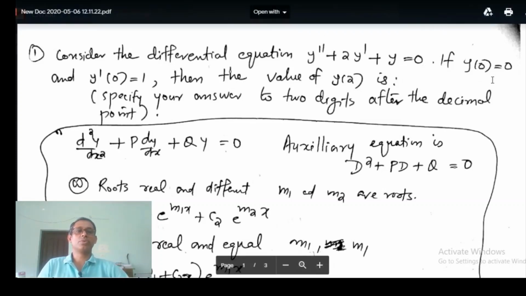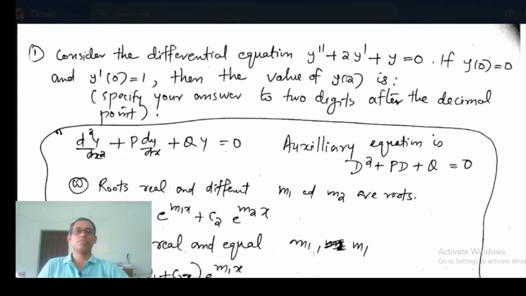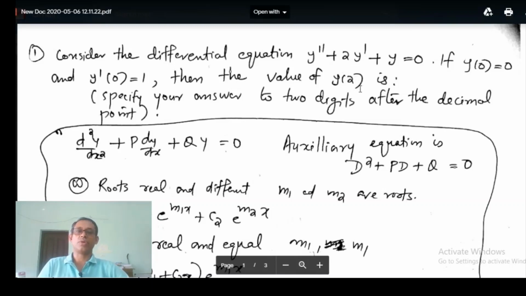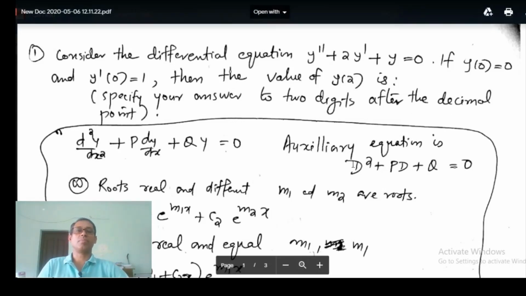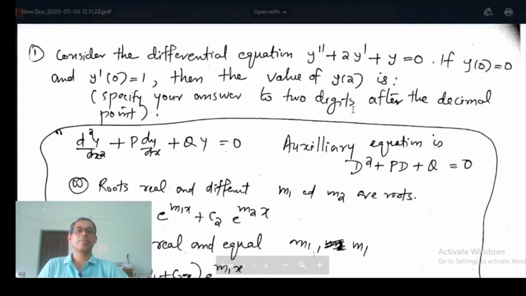If y of 0 is 0 and y prime of 0 is 1, then the value of y of 2 is, so we have to find the value of y of 2. We have to specify our answer to two digits after the decimal point. So we have to solve this equation, and the solution is y.